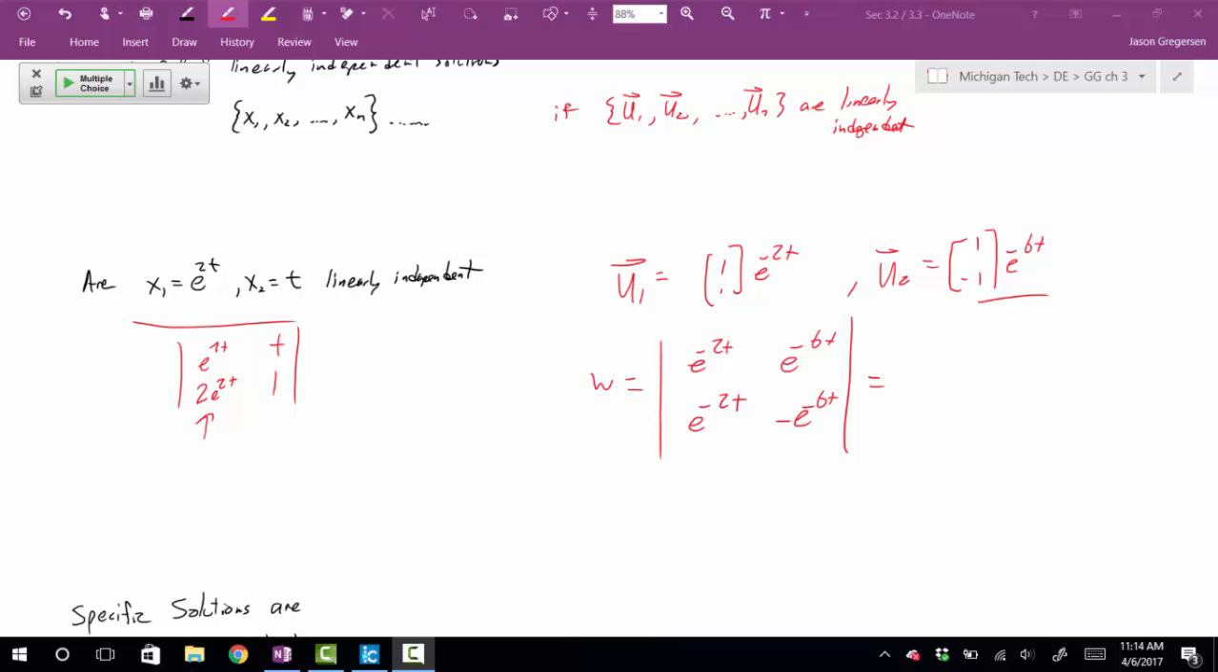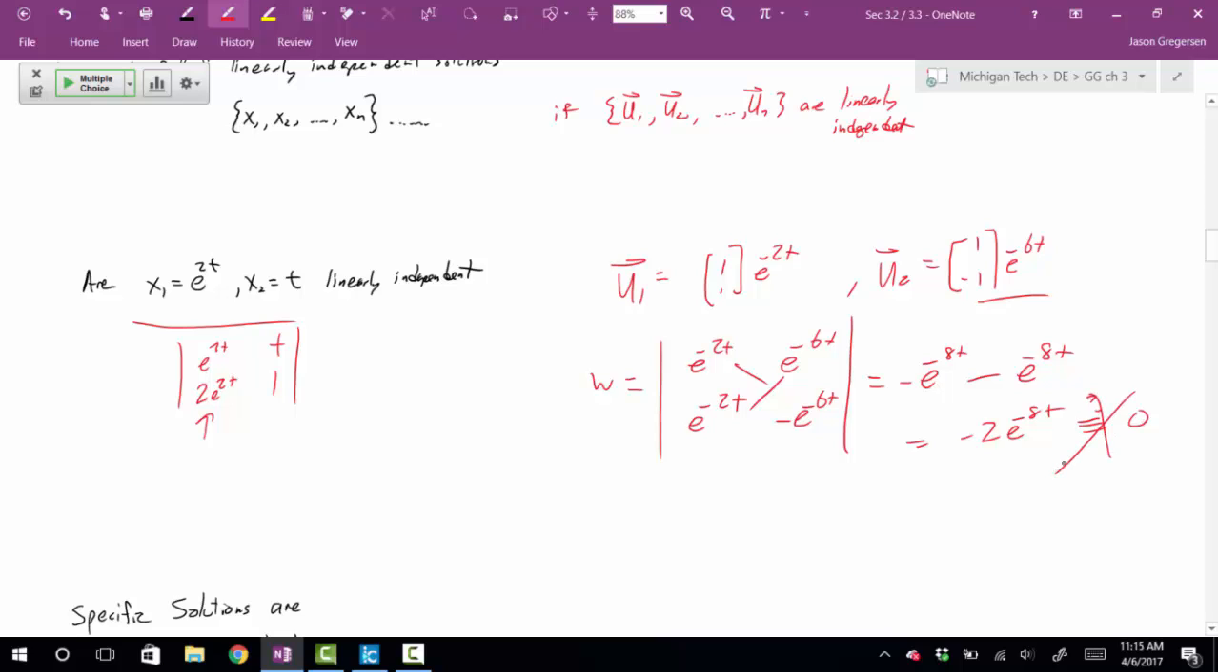Right. So I calculate this by taking that product, I have negative e to the negative 8t, minus this product, I have e to the negative 8t. Looks like I have negative 2e to the negative 8t. Is that identically equal to 0? It is not. What does that tell me?